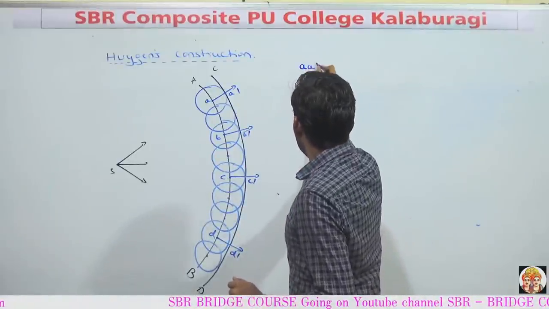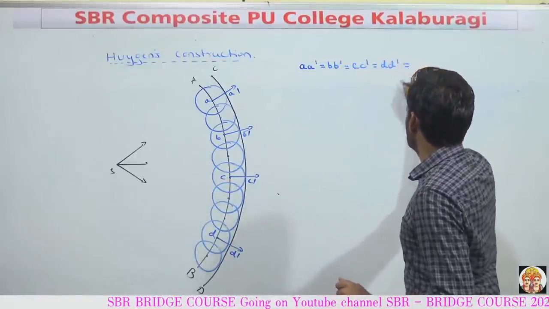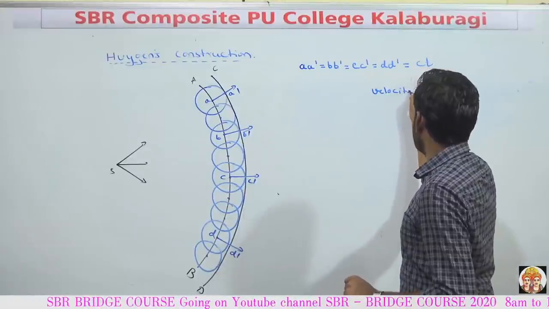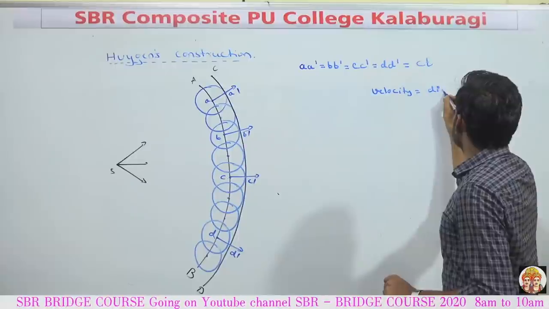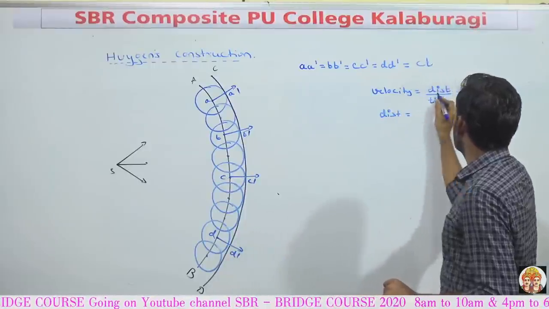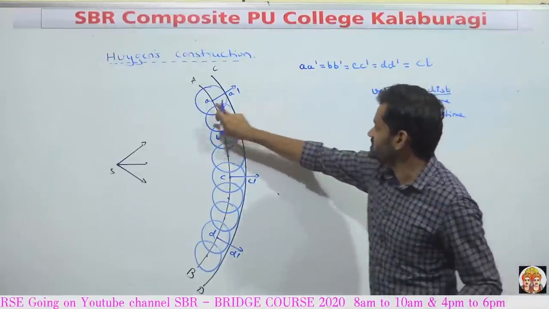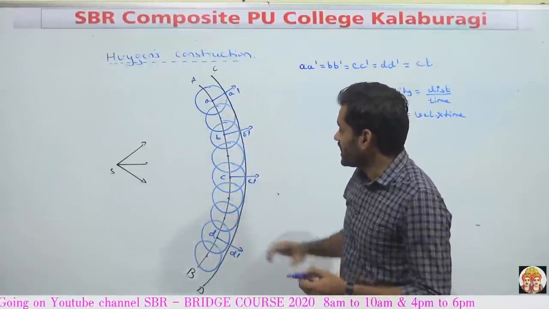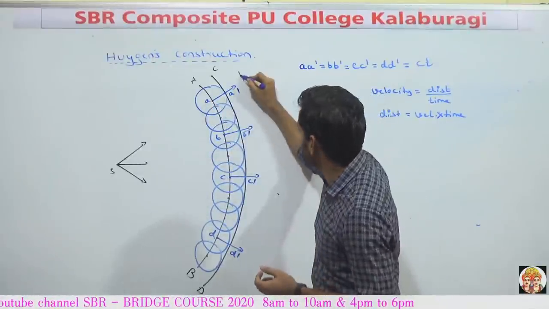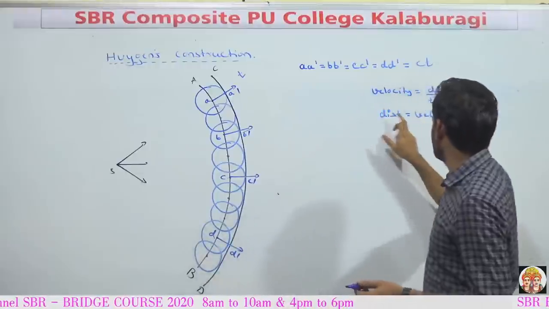And we can say that AA dash is equal to BB dash, which is equal to CC dash, and DD dash. Distance, velocity is equal to what? Velocity is equal to distance upon time. Distance is equal to velocity into time. So whatever distance is traveled by this ray, the time taken by light to travel from one wavefront to another wavefront is how much? t. With what speed is this light moving? With the speed of light. This distance we can write as velocity into time.